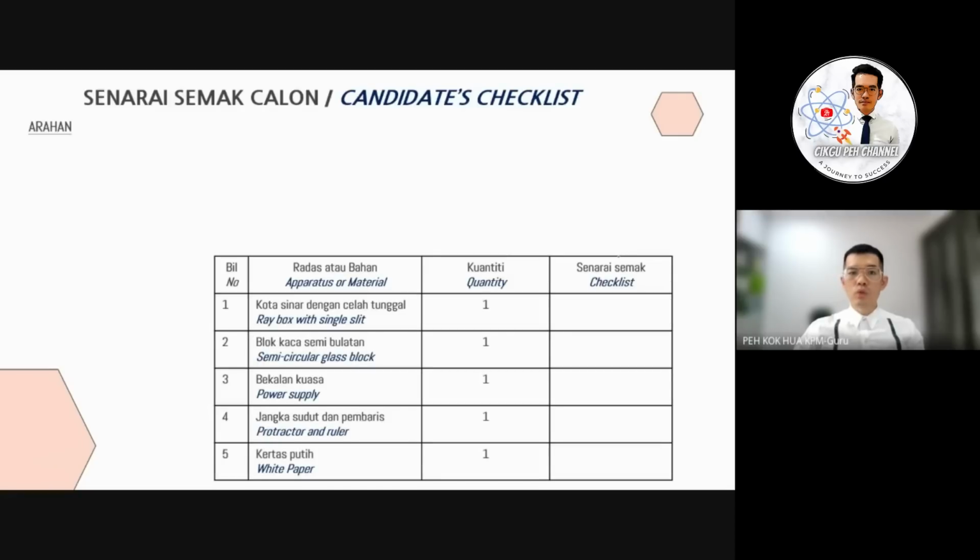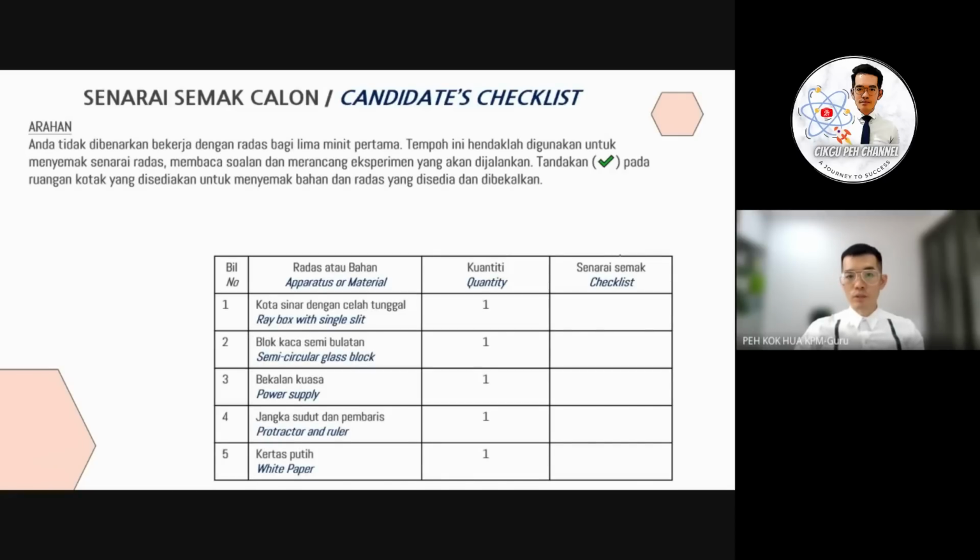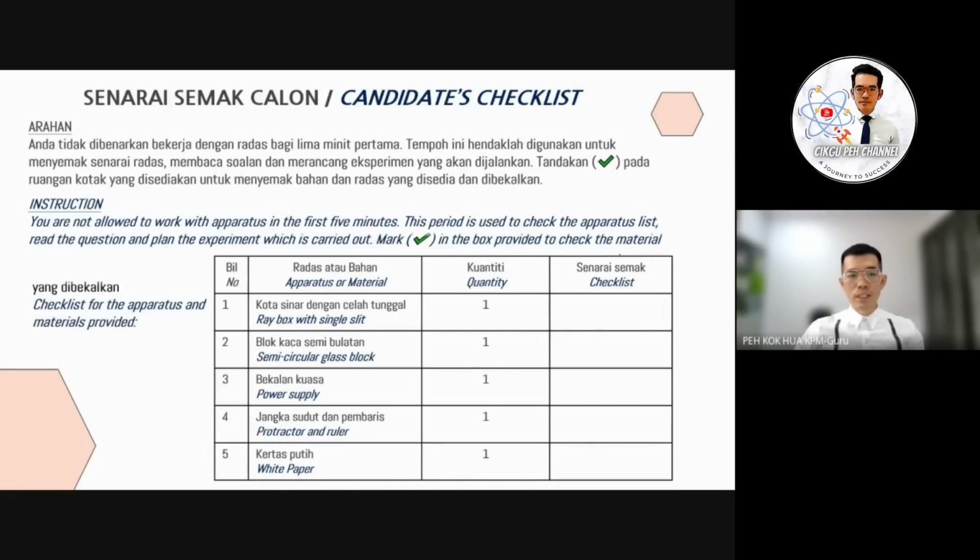Okay, so let us go to our question today so that you are clearer on what the non-hypothesis experiment and Amali tidak berpandu are. Let us read the instruction first. You are not allowed to work with apparatus in the first 5 minutes. This period is used to check the apparatus list, read the question, and plan the experiment to be carried out. Mark in the box provided to check the material.